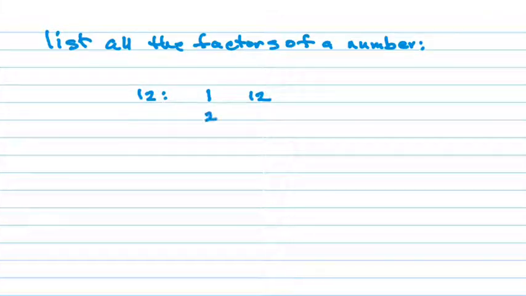2 goes into 12 how many times? 6. 3 goes into 12 how many times? 4. And I know I don't need to try any other numbers because the next number I would try would be what? 4. And 4 is already on my list, isn't it? Yeah. So that's how you know when to stop. When you get to a number that's already on your list. Okay? All right. Does that make sense?